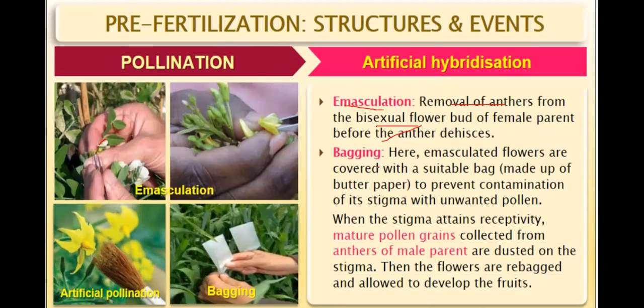Here, emasculated flowers are covered with a suitable bag made of butter paper. This is the bag made of butter paper, to prevent contamination of the stigma with unwanted pollen. When the stigma attains receptivity, mature pollen grains collected from the anthers of the male parent are dusted on the stigma. Then the flowers are rebagged and allowed to develop the fruit. This is a simple procedure. This is called artificial hybridization, where there are two steps: emasculation, that is removal of anthers, and then bagging.